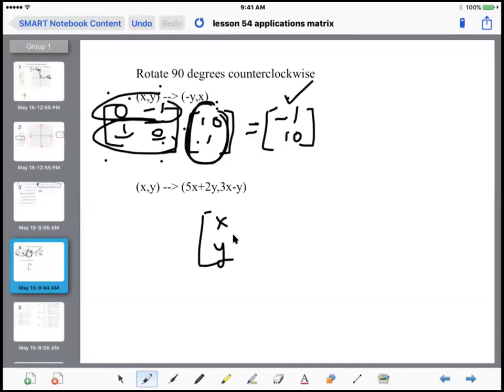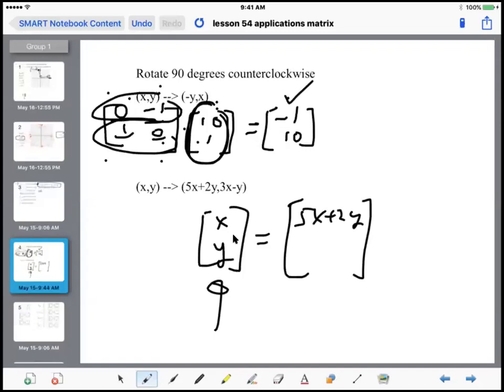I want to go sort of more generally now. So I have the point x, y. The result is going to be 5x plus 2y and 3x minus y. That is a 2-by-1 matrix, even though this plus doesn't get me into a new element. It's still part of the same one. This one might actually be a little easier to see.